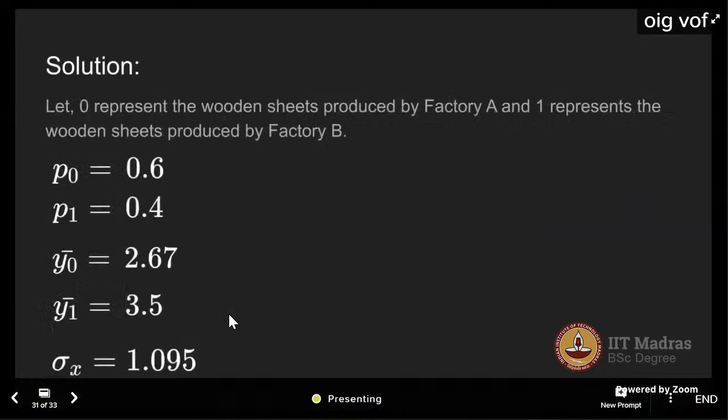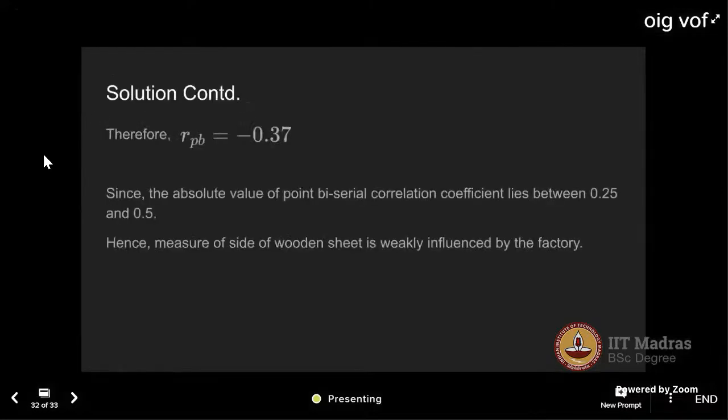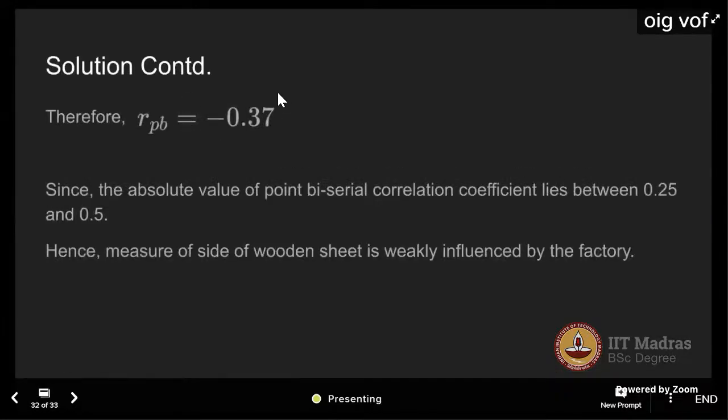It's the mean. The population standard deviation we have computed earlier also. Let's put it into the formula. So it's something like negative 0.37. As I can see, the absolute value is between 0.25 and 0.5, so there is a weak correlation between the two.